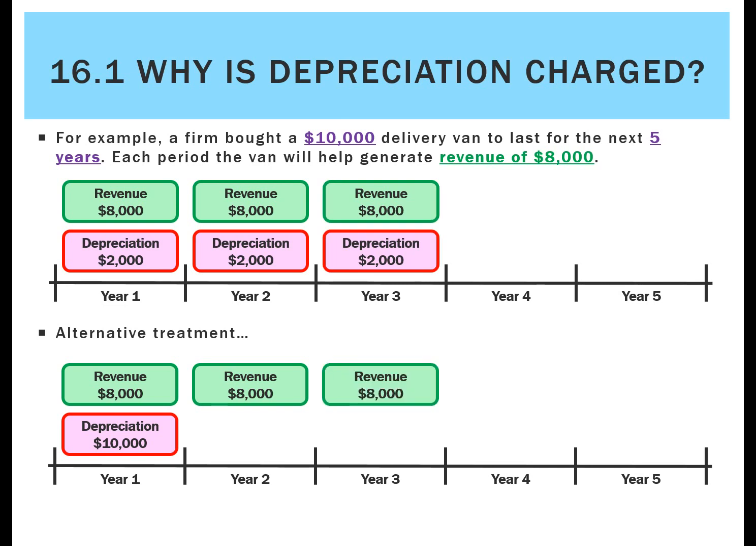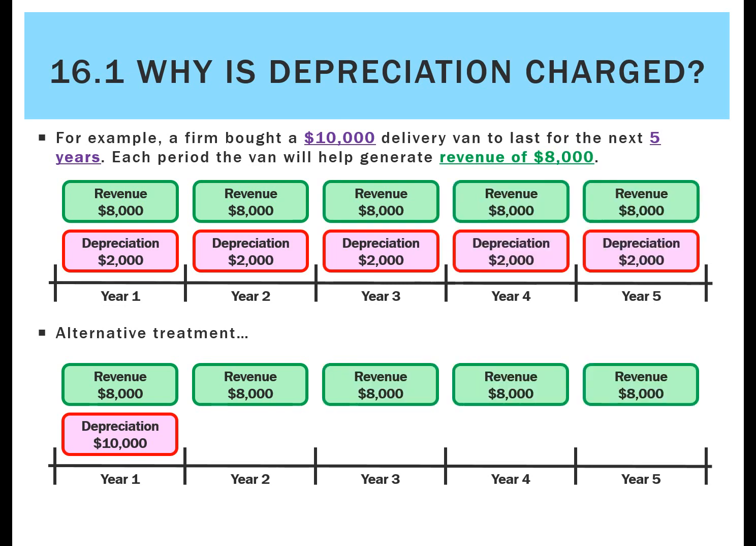So what we should be doing each year is matching a little bit of the asset's use with its revenue, and then that way we don't end up with an incorrect profit by using the alternative method underneath. Because if you look at it, we'll see our profit here would be much too low because we're charging too much depreciation, but then for the following years our profit would be much too high because we don't have any expenses.